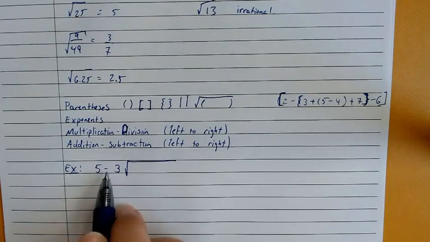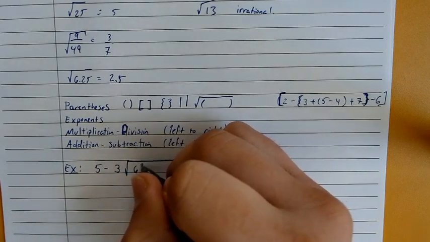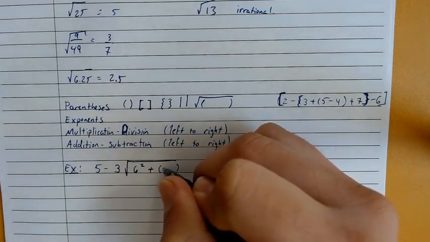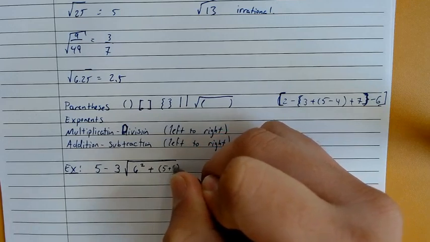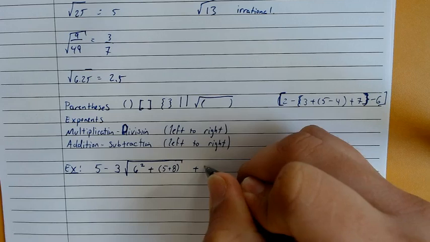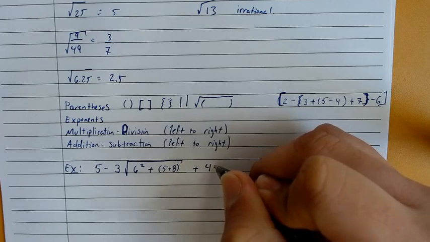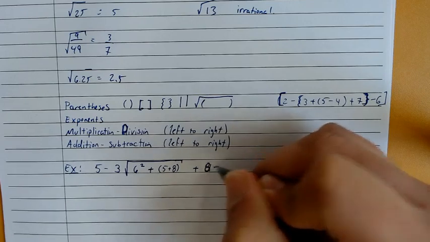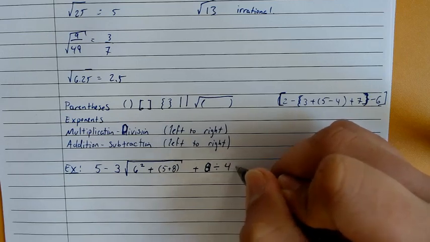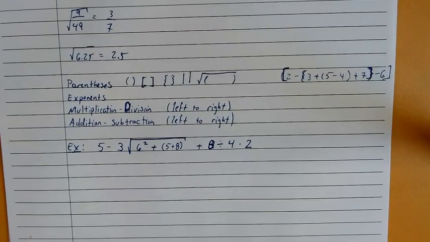Okay? So this is 5 minus 3 times the square root of, let's say, 6 squared plus, open parentheses, 5 plus 8, like that, plus 4. Oh, let me make that an 8. Plus 8 divided by 4 times 2. All right. So let's go ahead and do this problem.